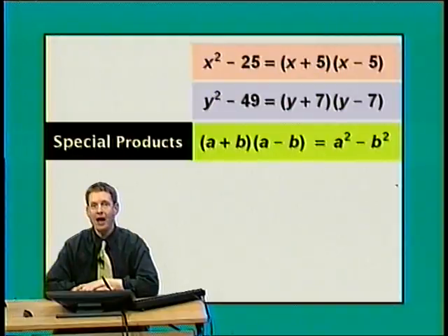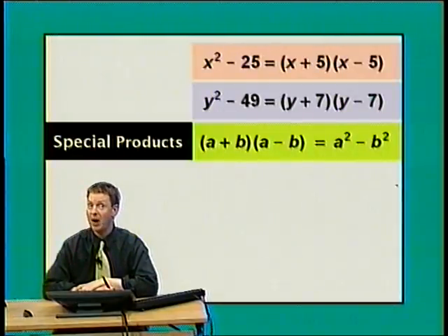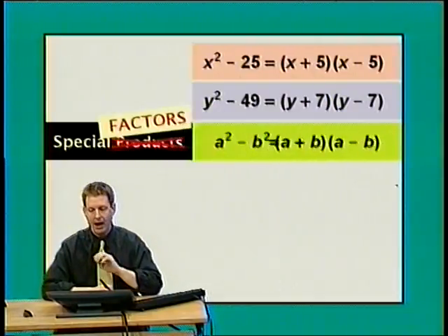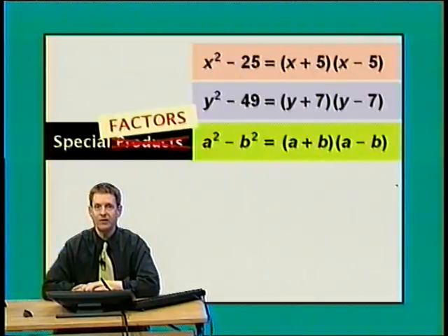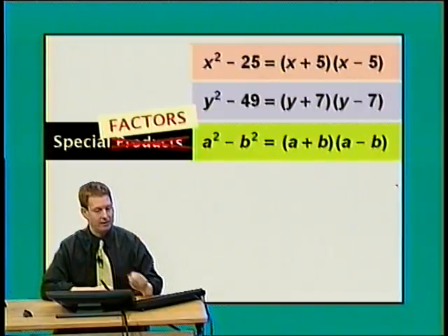All we're doing now is taking this special product, using the symmetric property of equality, and turning it into a factor rule. And the factor rule is that the difference of squares, a squared minus b squared, factors into a plus b times a minus b. In the first example, a was x, b was 5. In the second example, a was y, b was 7. So let's use this.